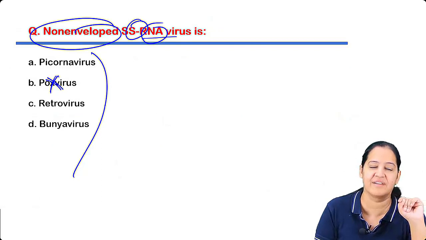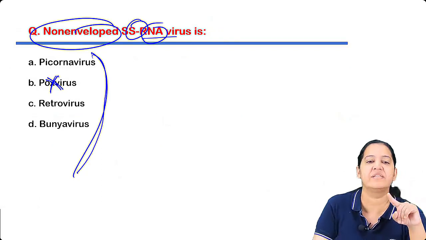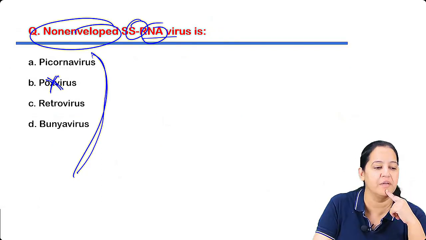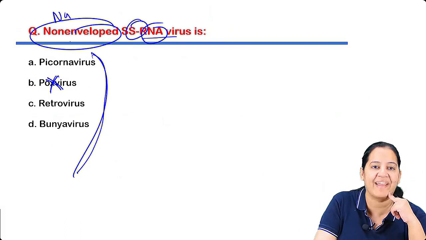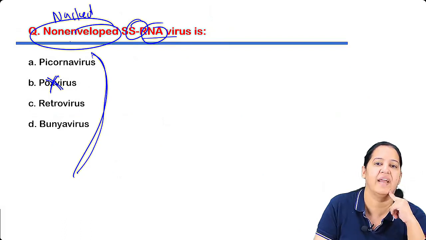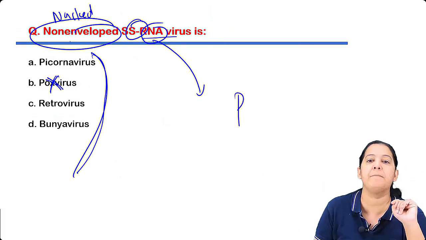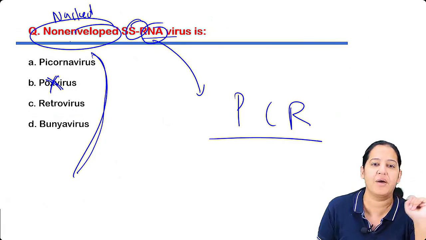वहाँ का grandfather है. Among the remaining three, which is non-enveloped? What do you mean by non-enveloped? You will say, ma'am, naked. Non-enveloped means they are asking naked. So RNA में naked कौन है? You will say, ma'am, PCR. तो PCR में से कौन आता है? PCR में से. Obviously, Bunia is not there.